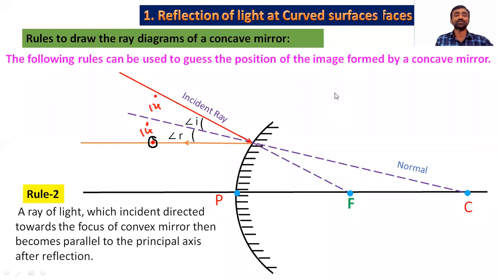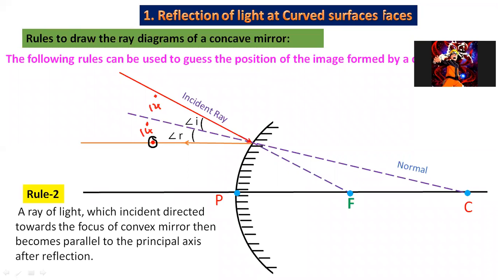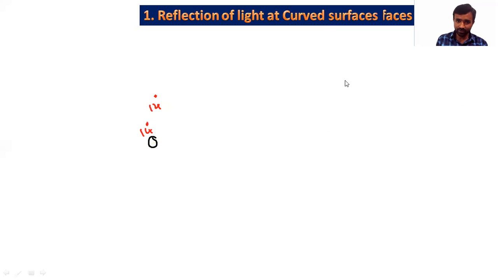This is my generalization. A ray of light which is incident directed towards the focus of a convex mirror becomes parallel to the principal axis after reflection. Is it clear diagrammatically or not? Go for quick reaction. So this is one of the generalized rules for us, right? Then we'll go for the third rule here.